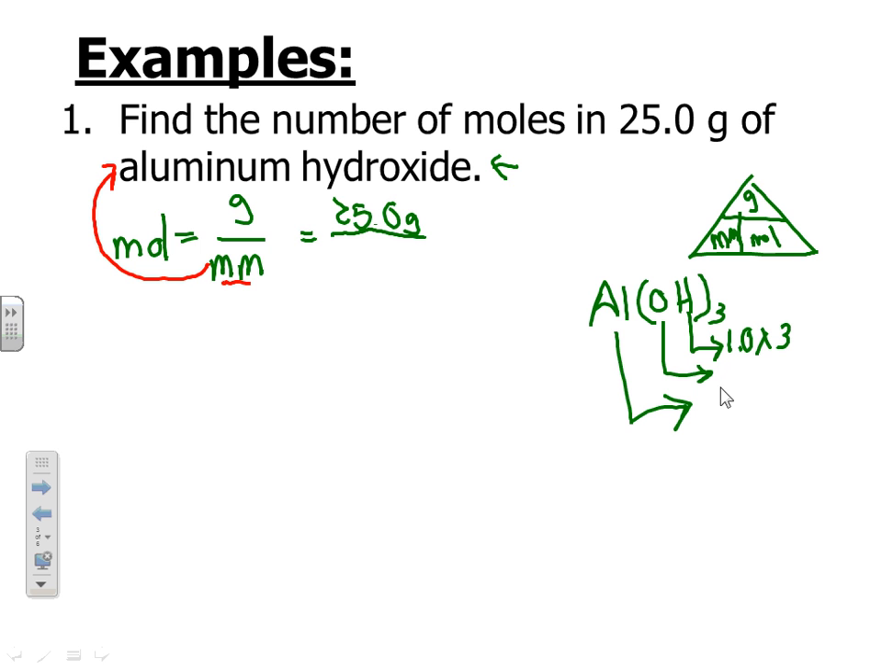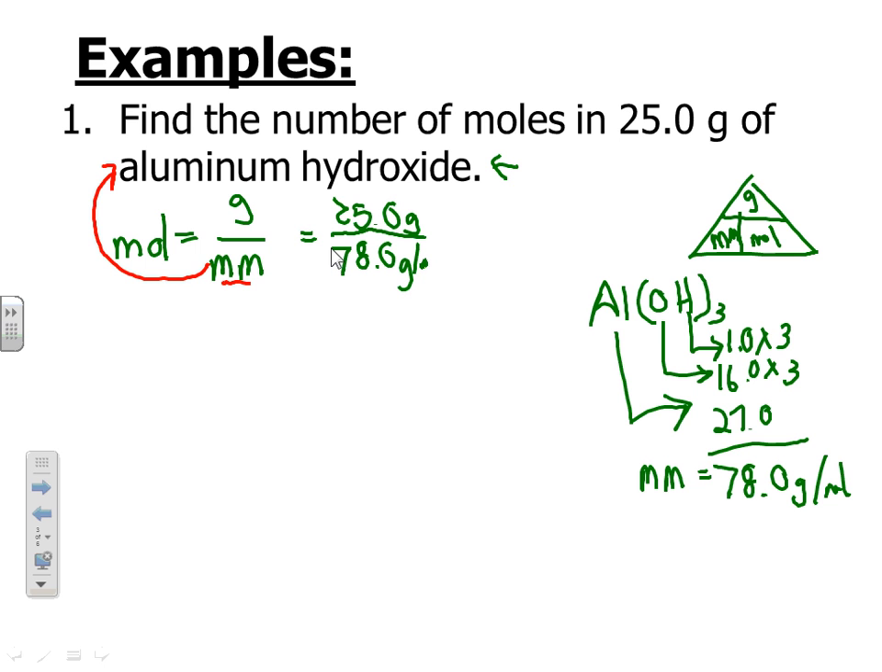Okay. So 1.0 times 3, 16.0 times 3. Remember, the 3 goes in. And aluminum, I need my periodic table. Aluminum is 27.0, and that's just times 1. So now I'm getting my calculator. 3 plus 16 times 3 plus 27 equals, and that is 78.0 grams per mole. All right, now I know the molar mass. So I can put that in there, 78.0 grams per mole.